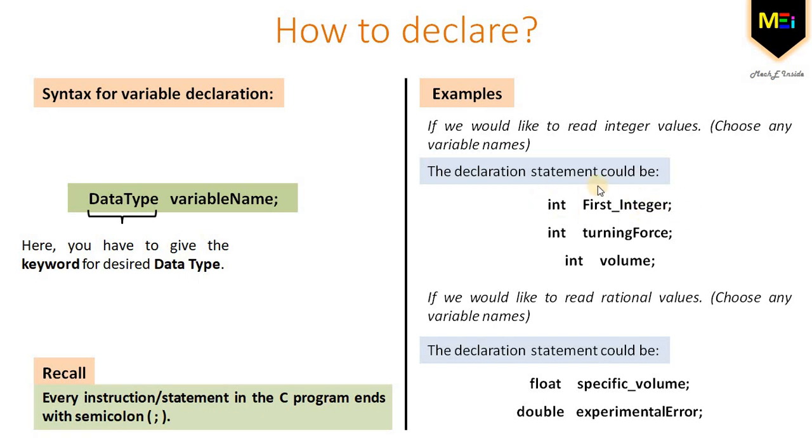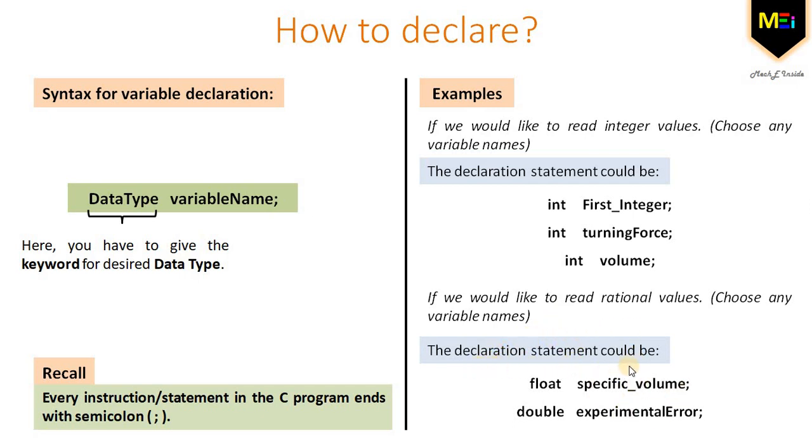This could be the declaration statement, where first_integer is the variable name and int is the keyword for that data type. Then int turning_force, where turning_force is the variable name and int is the keyword for that data type. Volume is the variable name and int is the keyword for the data type. Similarly, if you would like to read rational values, you can choose any variable names. For example, I have chosen these variable names.